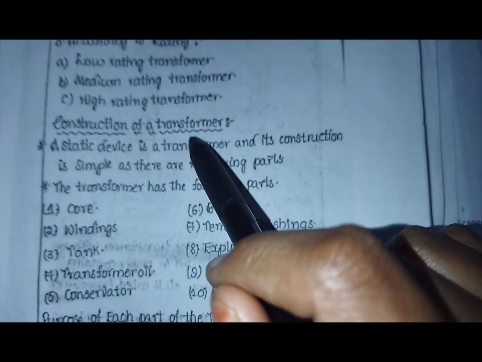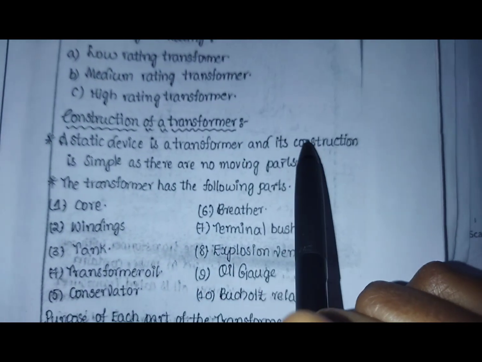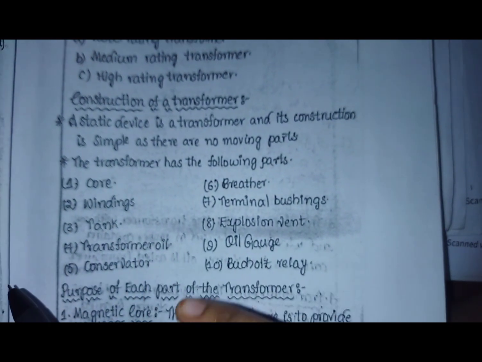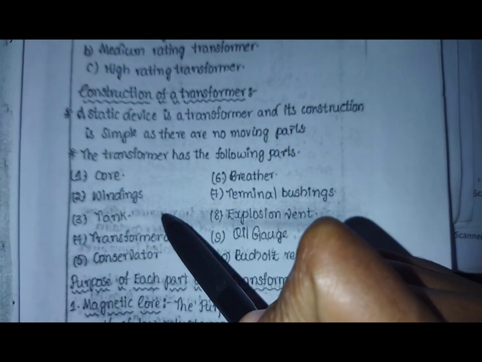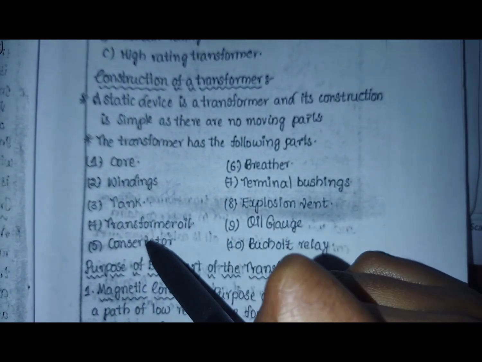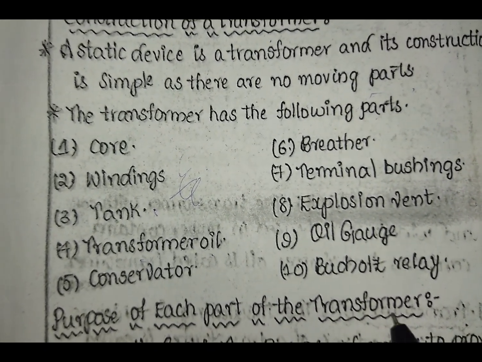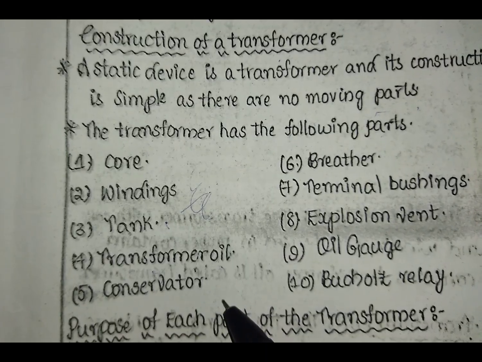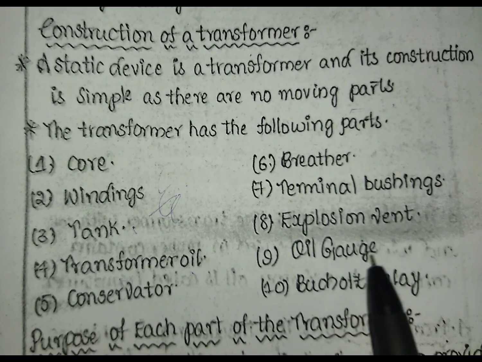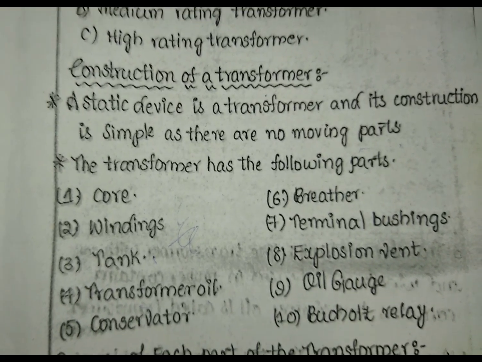Construction of a transformer. It is a static device with no moving parts. It is constructed of stable parts like a core, winding, coils, a tank for storage, and transformer oil for cooling purpose. Conservator is also a part of construction. Breather, terminal bushings for bushing purpose, explosion vent, oil gauge and others are less commonly used.